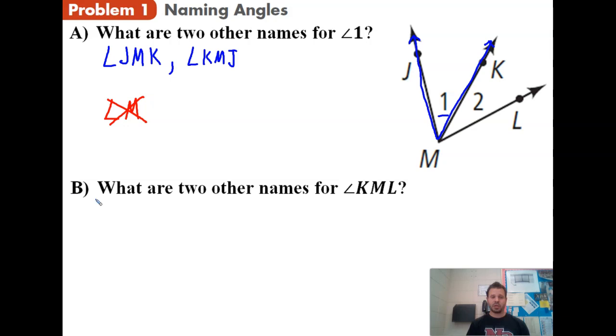All right, so running through B quick, we have angle KML. The first way we could rename that, without even looking at the picture, is to just flip the order of the letters. We could just say angle LMK. So KML is here, and if we go in the opposite direction, we get LMK. The other way we can name it is using the number on the interior. We could also call this angle 2. So there's two different ways to talk about that same angle, KML.